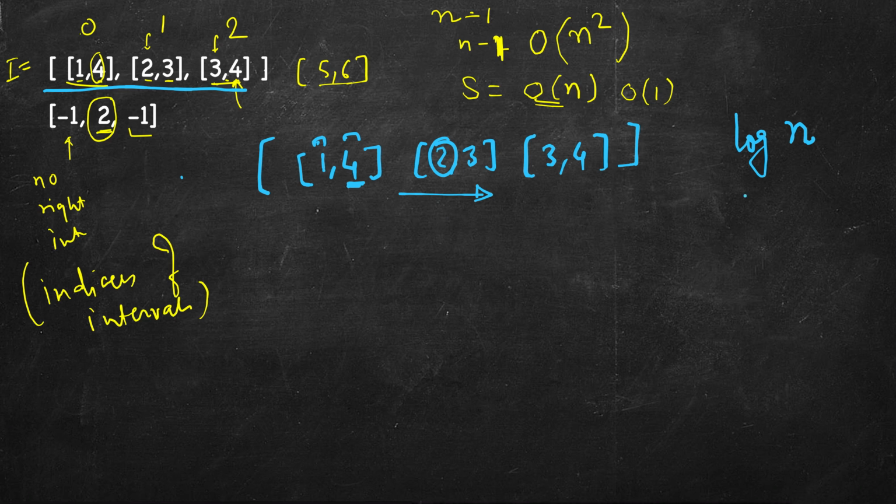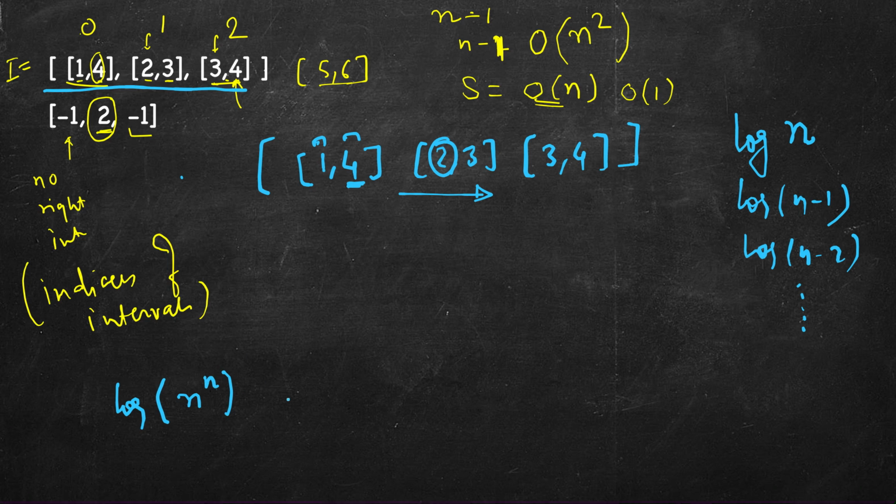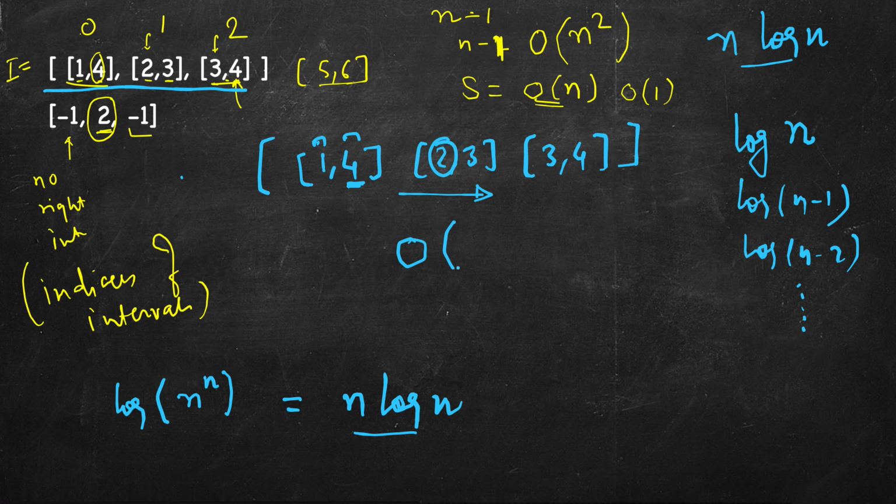Next, for this one, it will again take log n minus 1, then log n minus 2, and so on. So overall it will be log of n multiplied by n minus 1 multiplied by n minus 2, that is, it will be less than n raised to the power n, which is n log n. And even the sorting had taken n log n time. So total time also remains n log n. So this is some improvement, O of n log n.